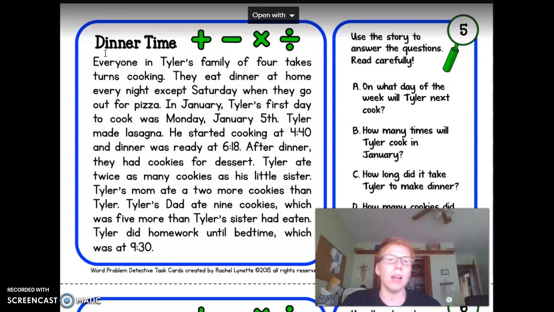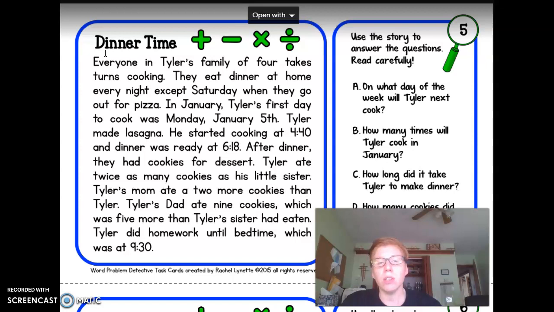It says, everyone in Tyler's family of 4 takes turn cooking. They eat dinner at home every night except Saturday when they go out for pizza. In January, Tyler's first day to cook was Monday, January 5th. Tyler made lasagna. He started cooking at 4:40 and dinner was ready at 6:18.